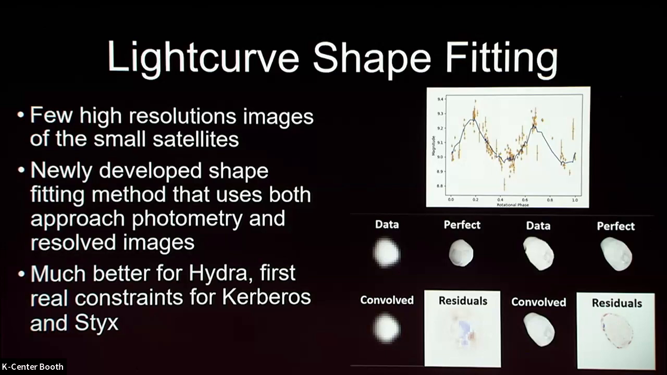So we can take the OpenGL-based shape modeling software that I've been using to do the shape model previously, and throw it at a GPU and do a whole lot of rendering on it, and make sure that any shapes we get are consistent with both this approach light curve as well as the resolved imagery, and just do a combined solution that way. And it turned out to work really well, actually.